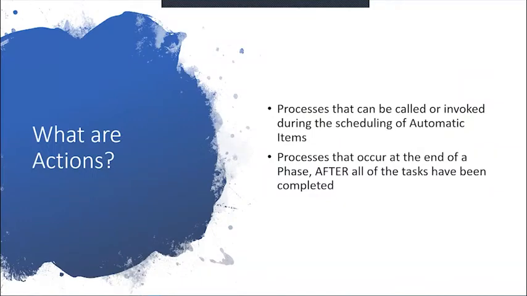Actions can be either processes that can be called or invoked during the scheduling of automatic items, or they can be processes that occur at the end of a phase after all the tasks have been completed. So there are 2 places where this can occur. The first is during the automatic items while you are creating or that you have created in a workflow. And the other is after the end of all tasks in a phase. We'll go over those one by one, of course, so that you can see them.